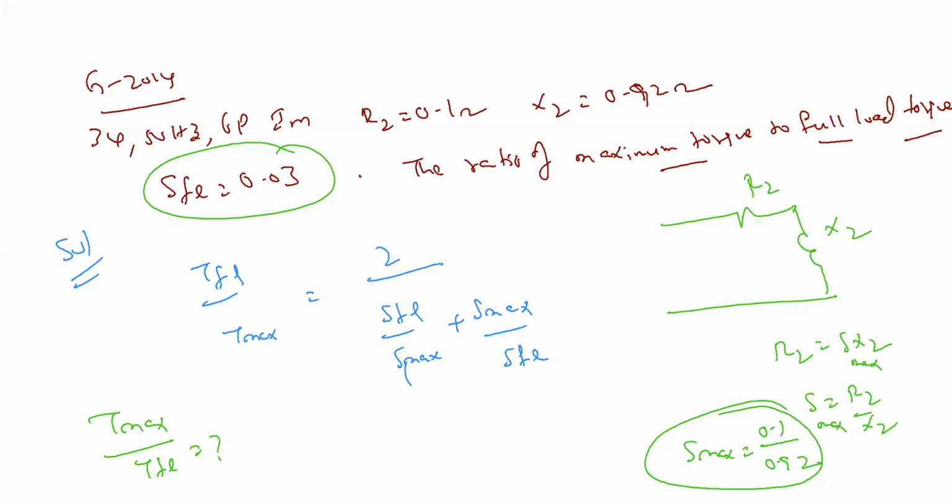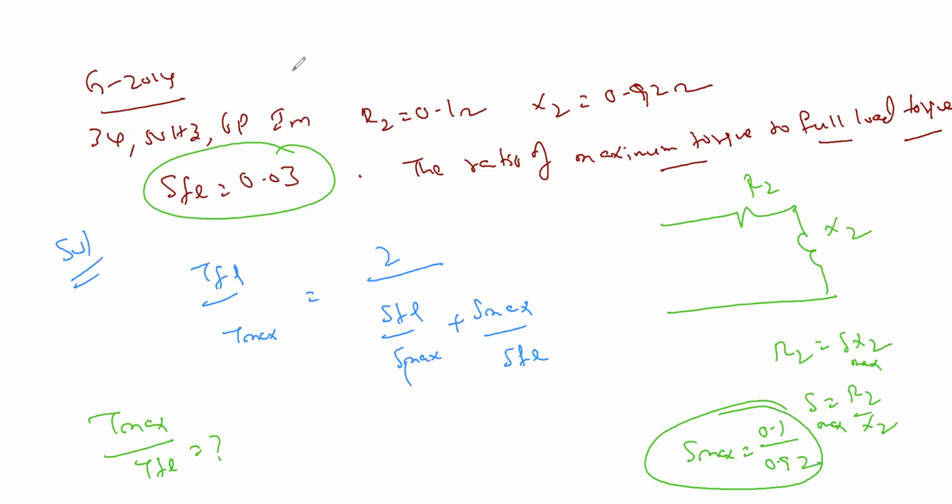Maximum by full load चाहिए ना? So maximum by full load, maximum will be more than full load, right? It will be more than one. The formula that I used is full load by maximum के लिए ये वाला. पूछा क्या, maximum by full load? What is this value? Tell me first of all. 0.1 by 0.92, ये कितना आ रहा है बताओ?